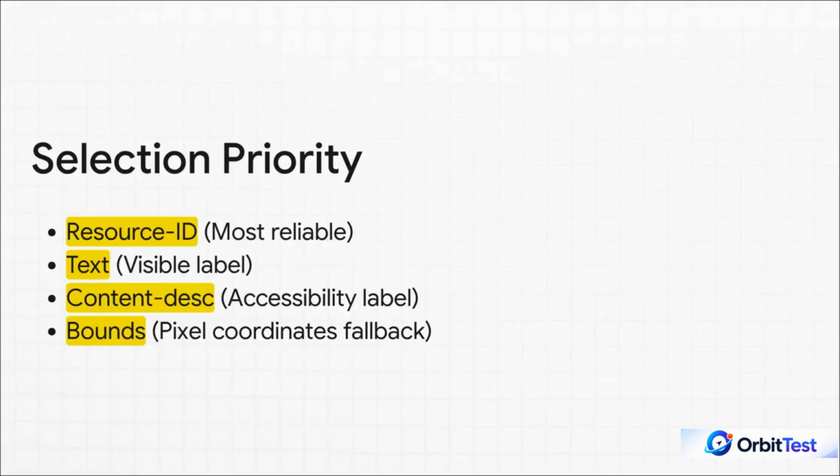Now, when you're extracting properties from that inspector to use in your scripts, there is a strict priority list to make your tests totally brittle-proof. Always prioritize the resource ID. This is assigned by the developer and is without a doubt the most reliable way to target an element. If there happens to be no resource ID, you fall back to the visible text or the content desc, which is the accessibility label.